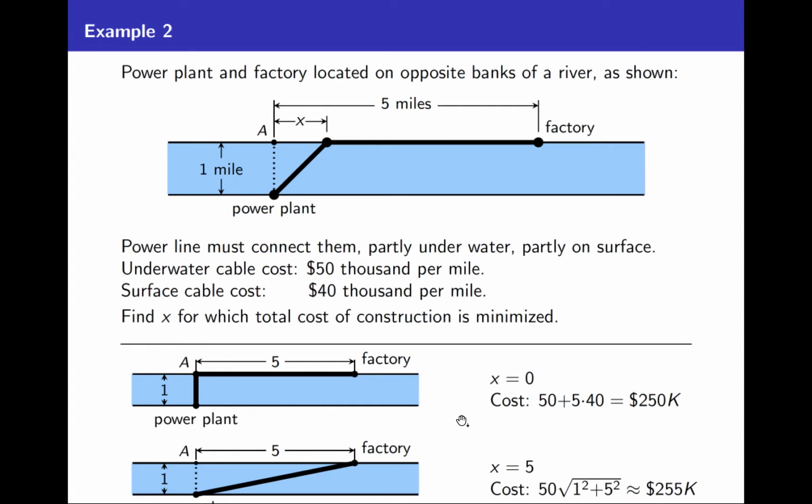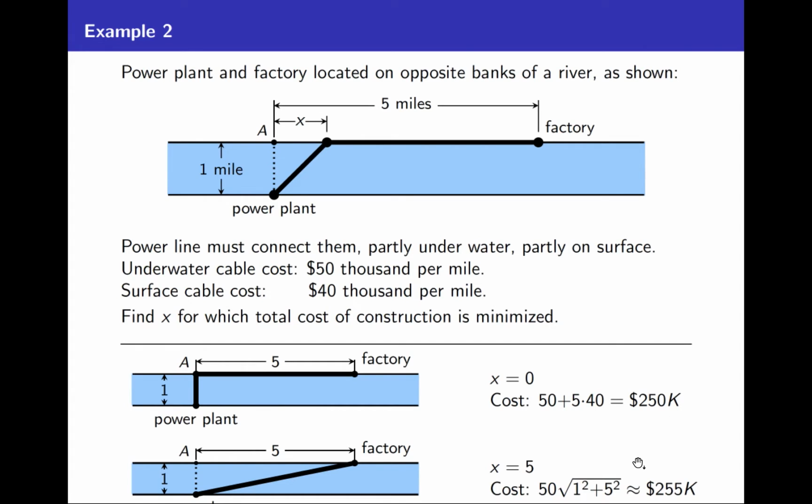So this problem is saying, maybe there's some happy medium between x equals 0 and x equals 5, like coming up like this. There's some value for x where you go across the river, you hit right there, x miles from point A, and then continue here, where the total cost is minimized and it's less than what you're getting here. That's what we're trying to do in this problem.